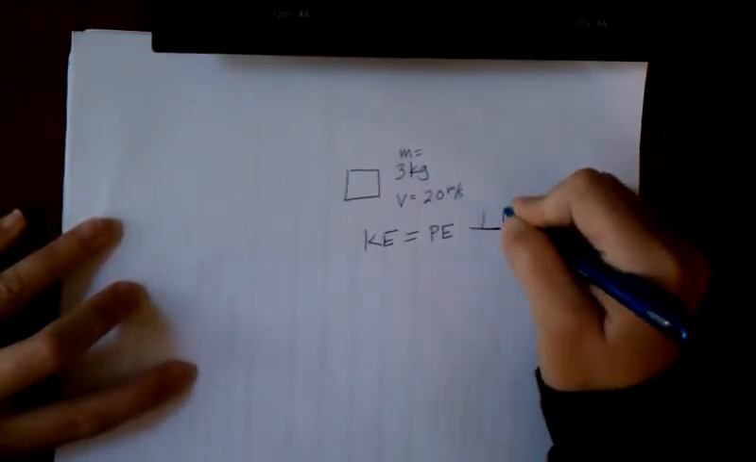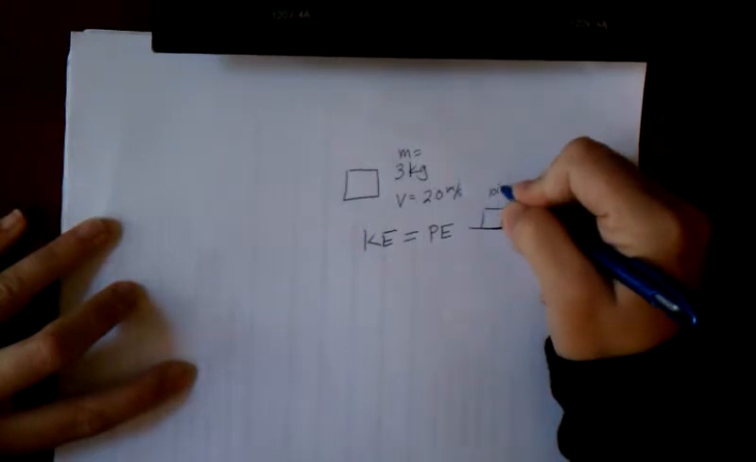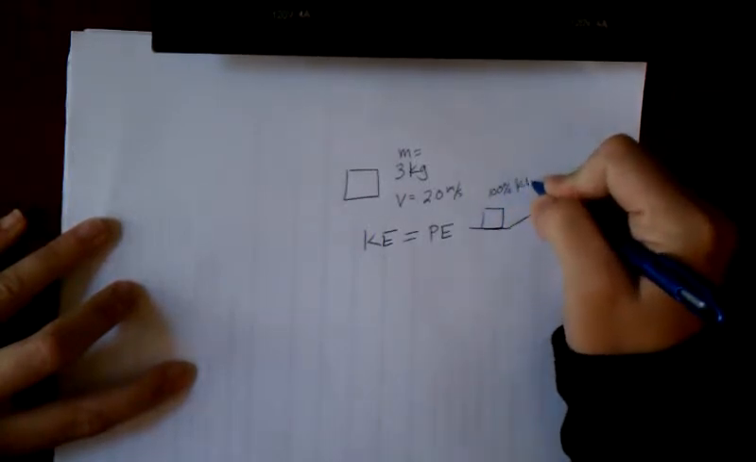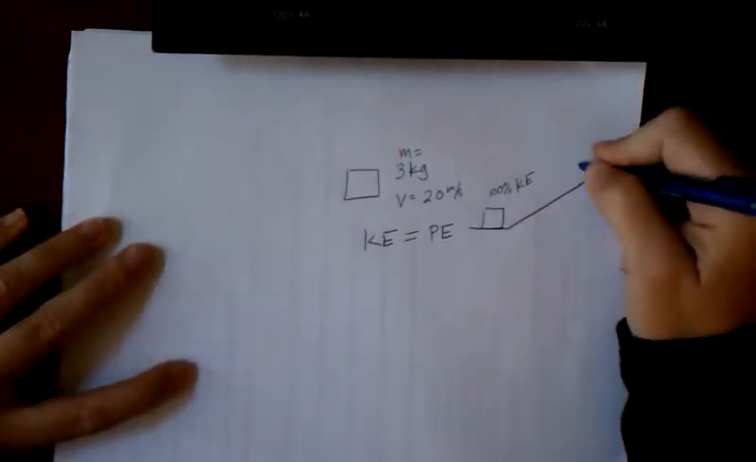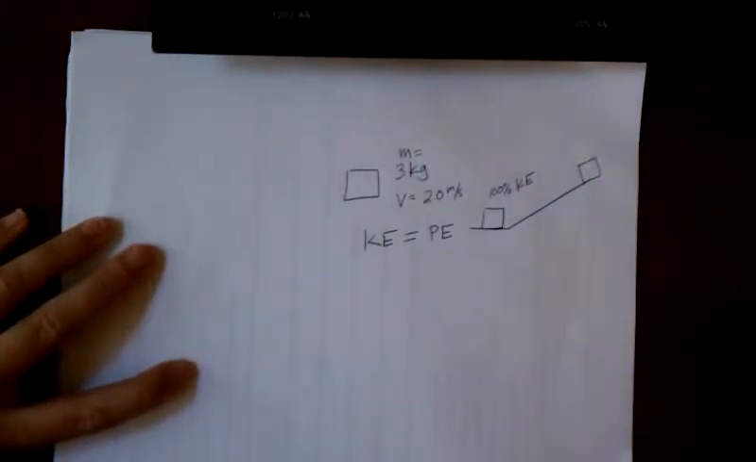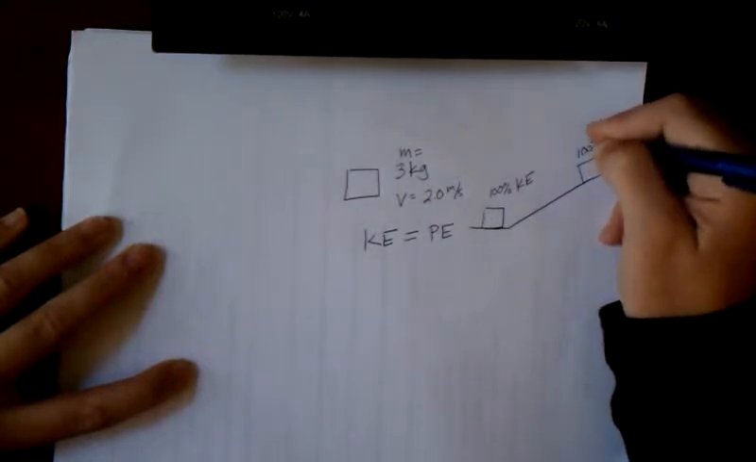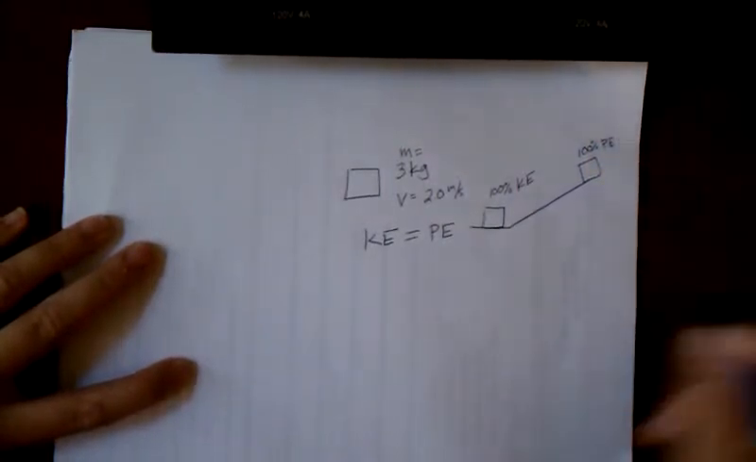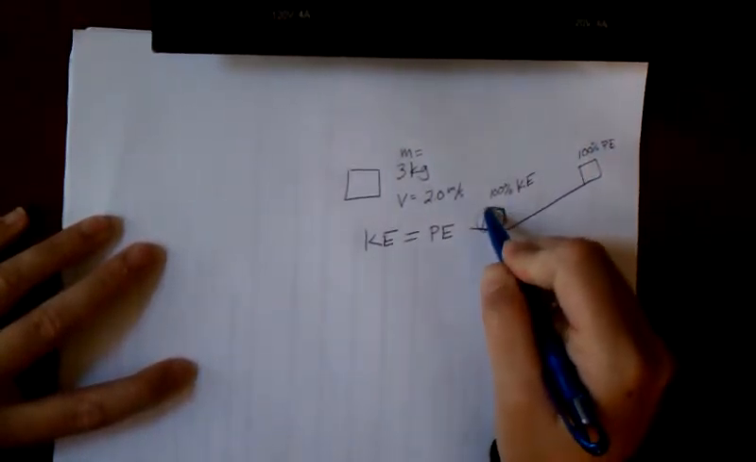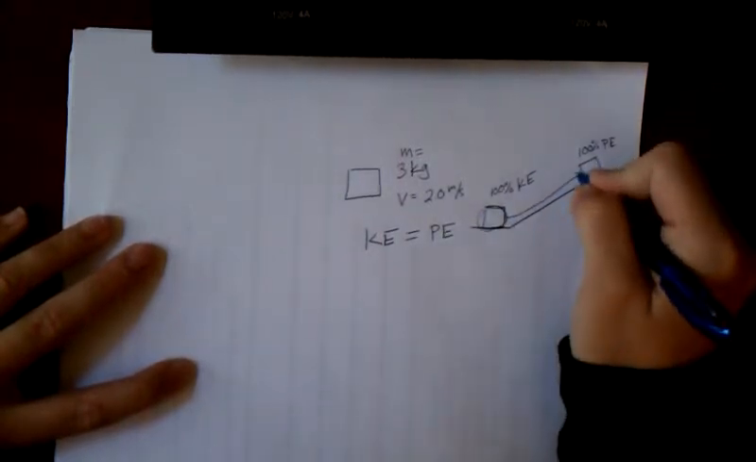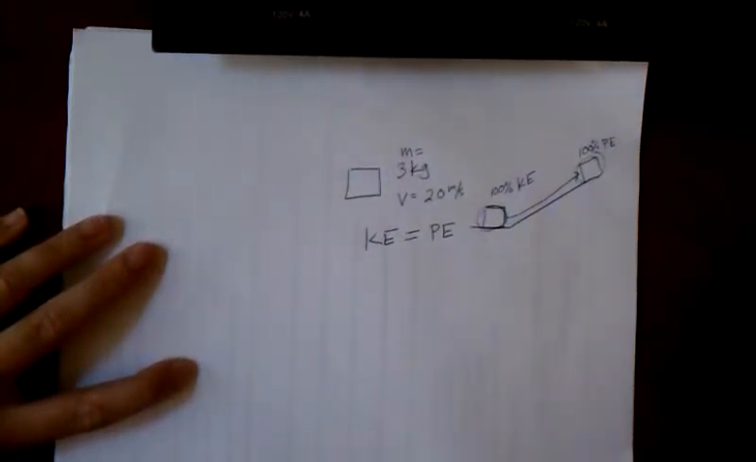If the box is right here, right now it's 100% kinetic energy. And then when it gets to the top of however high it's going to go, which we don't know, that's what we're solving for, it's 100% potential energy. So if you can figure out the kinetic energy here, it's going to convert to potential energy here.